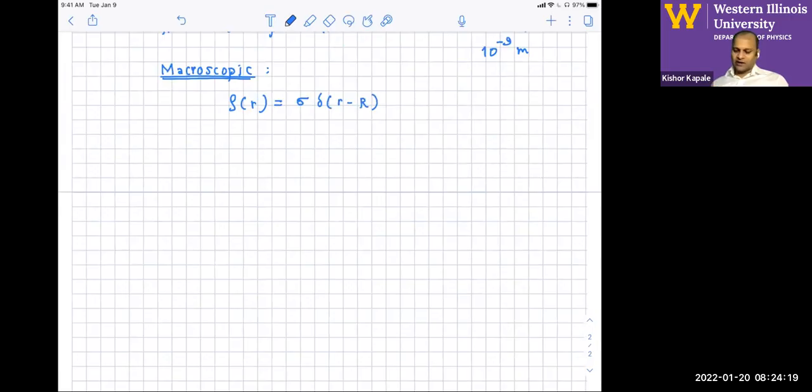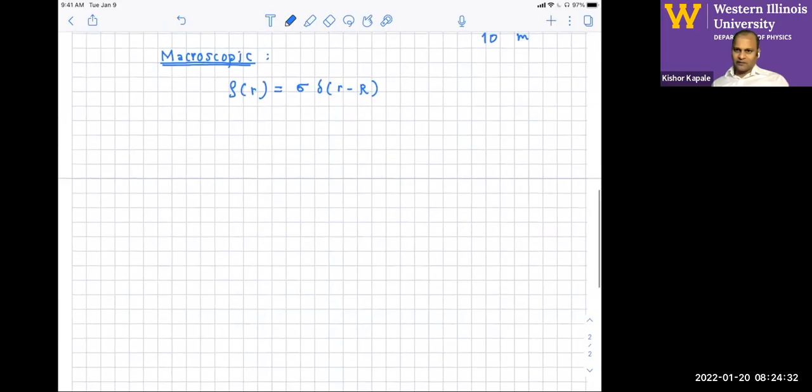The delta function vanishes at all points except when the argument is equal to 0. When little r is equal to capital R, the delta function doesn't vanish. Outside of that, it vanishes, right? So that's just the definition of the Dirac delta function. We will, of course, take a look at that in more detail, and I'll write it down later. But that's now a true macroscopic surface charge density.